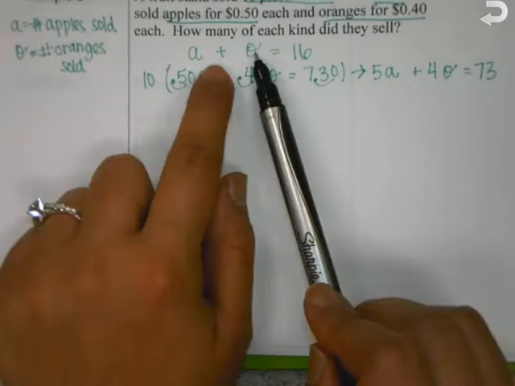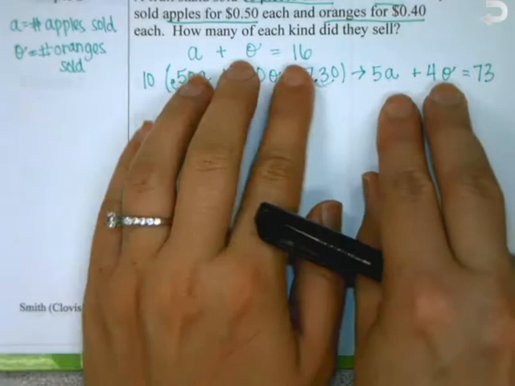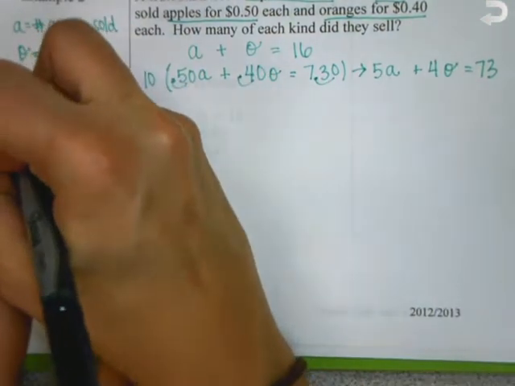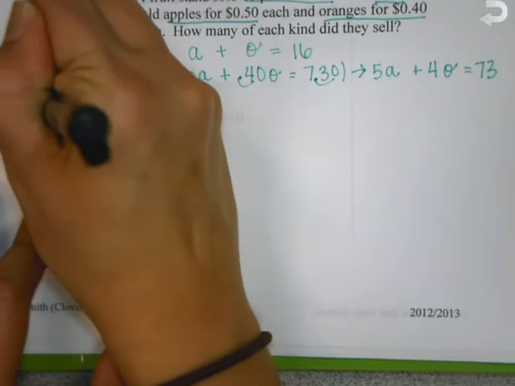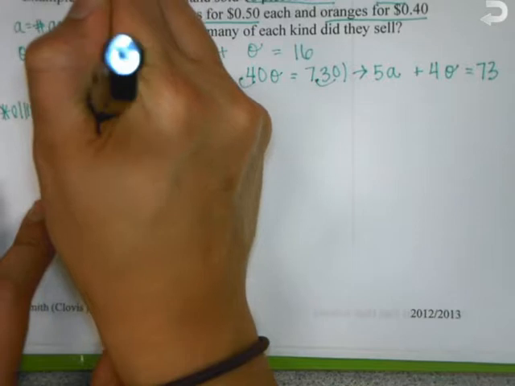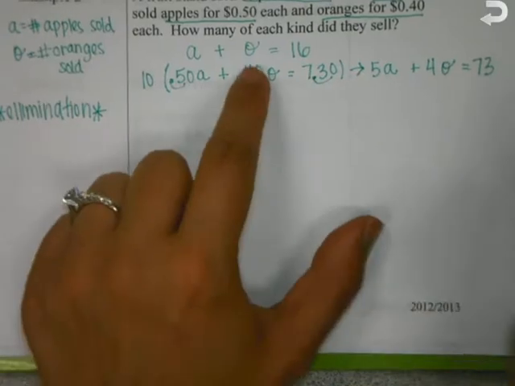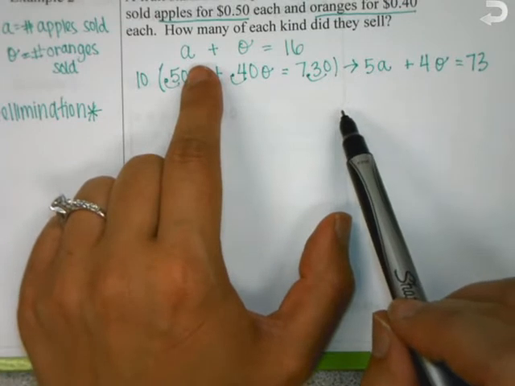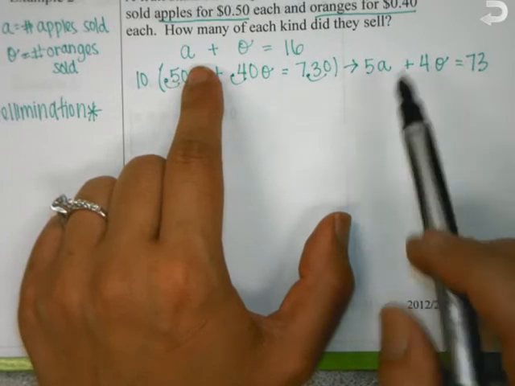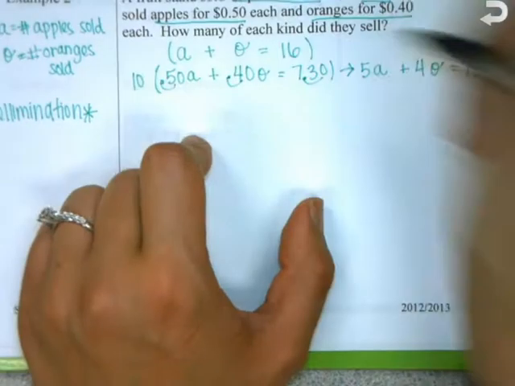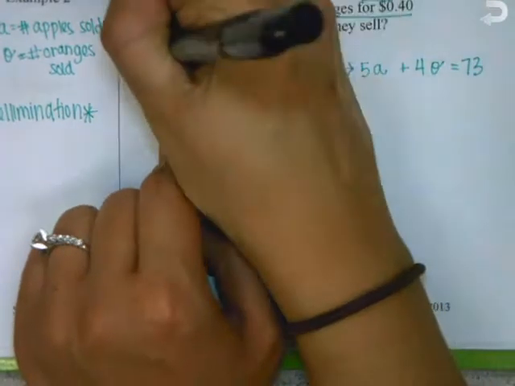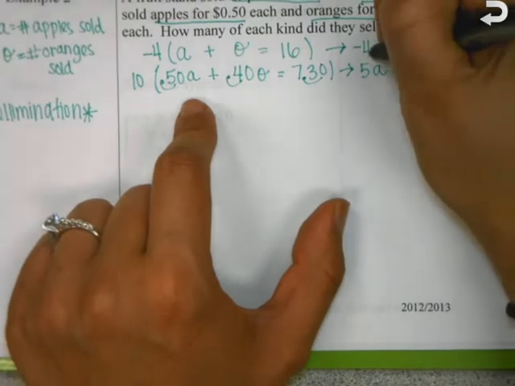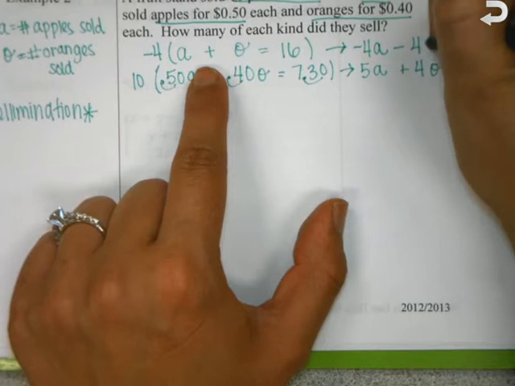Okay, so look at this guy and look at this guy. Can I eliminate anything yet? No. So we want to use the elimination method. So do you guys want to eliminate the O's or the A's? O's? Okay, so let's do O's. So what do I need to multiply by to get rid of the O's? Good, -4. So I'm going to write that up to the side also. So that's going to give me -4A minus 4O equals -64.